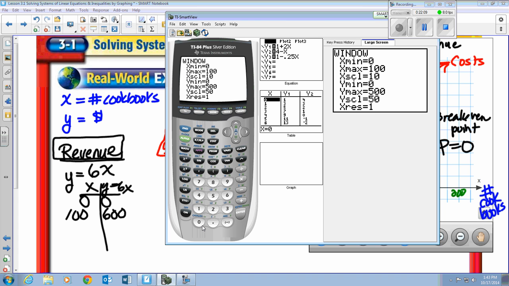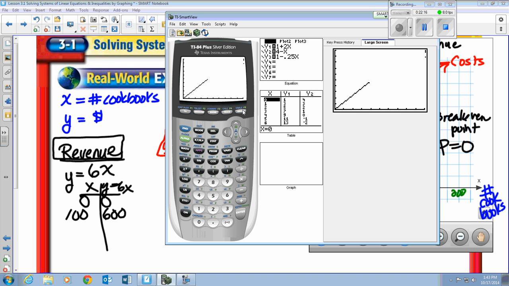Now when I change my window, and each problem is going to be different, I'm going to have to think through each window on each problem. All I have to do is click graph, and it will graph these two situations in my new window. So there's my revenue, there's my cost. Right here is where cost and revenue are equal. Over here, my costs are higher than my revenue. That's a loss. Over here, my revenue is higher than my cost. That's a profit.